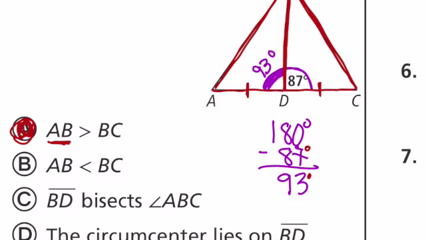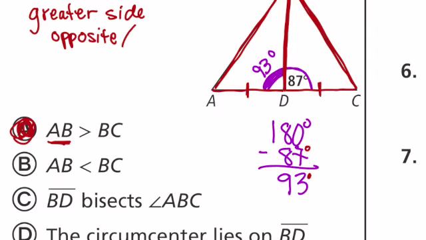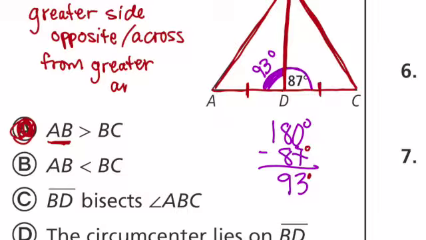And that's actually a thing. And so this is what I want you to put: greater side across from the greater angle. I should put opposite, or across from, angle. You can pause the video if you need more time to write that.